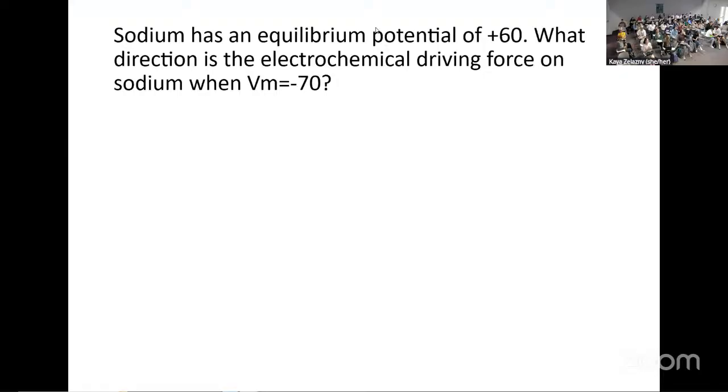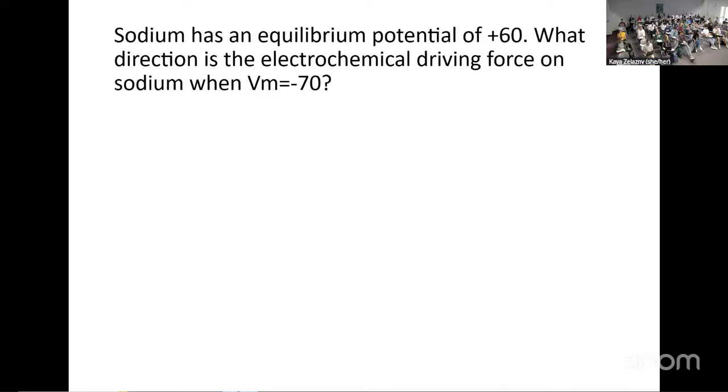we were talking about equilibrium potentials and how they're related to the electrochemical driving force. Let's do a little practice problem with that first. So I want you to go ahead and draw this situation, do anything that'll help you to answer this question.